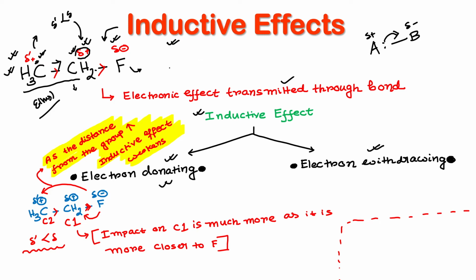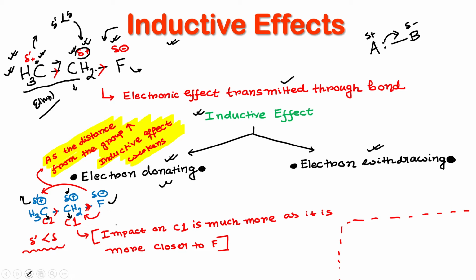Another thing I have just told you: in this case, this fluorine atom is just adjacent to this carbon atom. So the partial positive charge that will be developed on this carbon atom will be much higher than on this one. This delta positive will always be greater than delta dash. So the impact of this electron withdrawing inductive effect of fluorine will be much more on this C1 carbon rather than this C2 carbon atom.